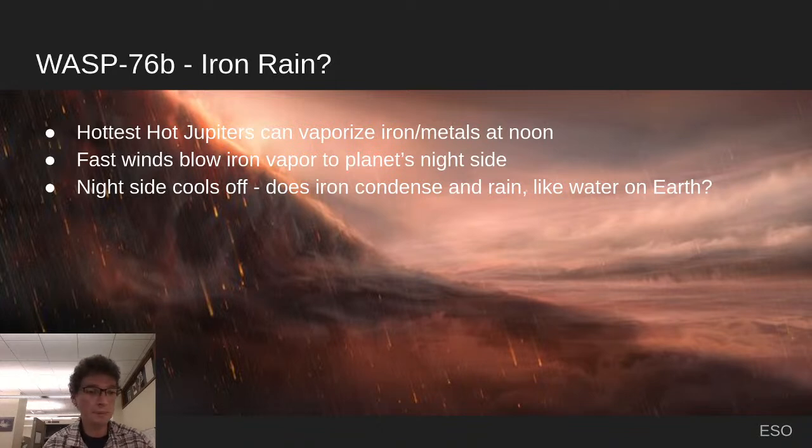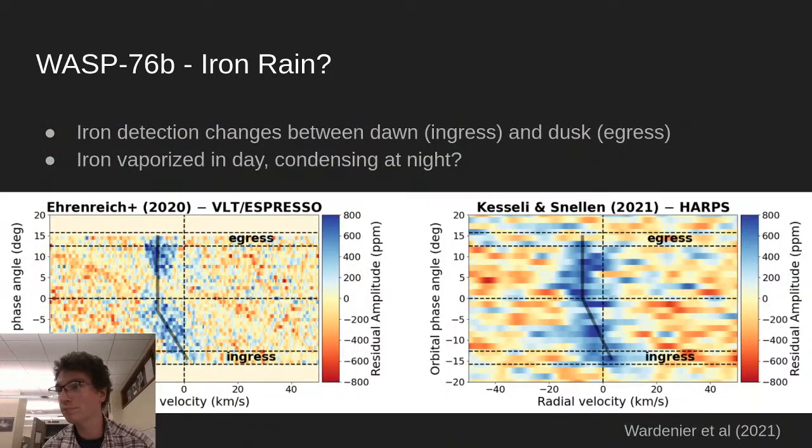So this iron vapor that forms during the day can get blown around to the night side, where things will start to cool off. When it cools off, that iron can condense, it can form clouds, and it can eventually rain out, as depicted in this artist's impression, droplets of molten iron rain. The question is, does this actually happen?